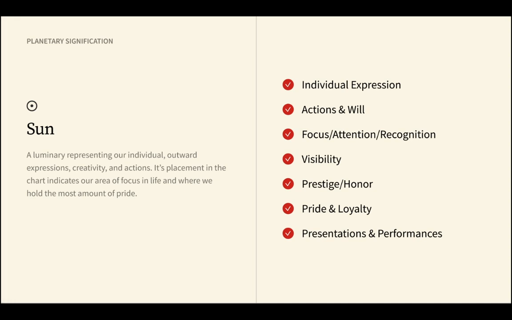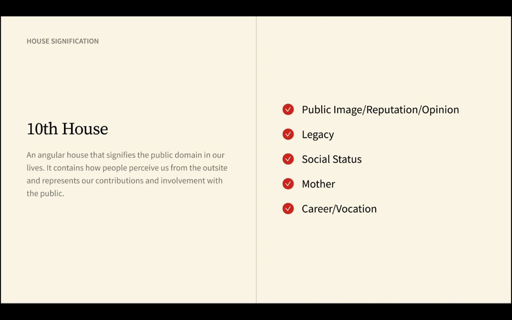And the 10th house is an angular house. So this is the house that sits atop the natal chart, and it signifies the public domain, an area of our life. So this is the most visible part of our chart, and it represents our public image and public reputation. It represents our legacy, our social status, and social rank, and can sometimes even represent our career and vocation.